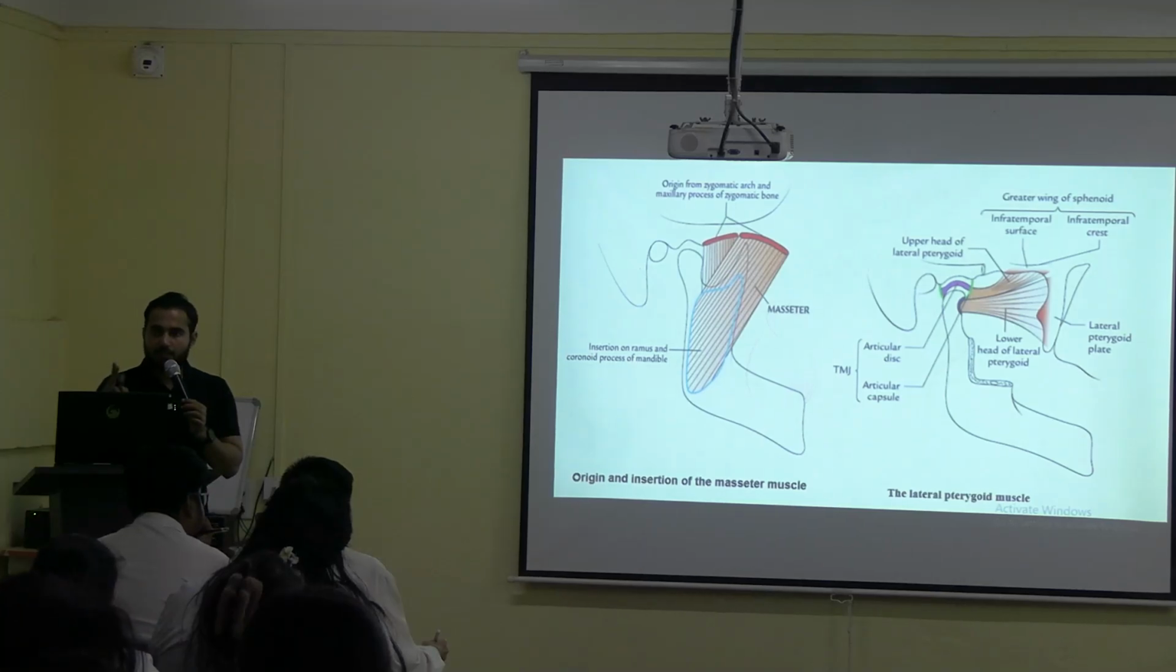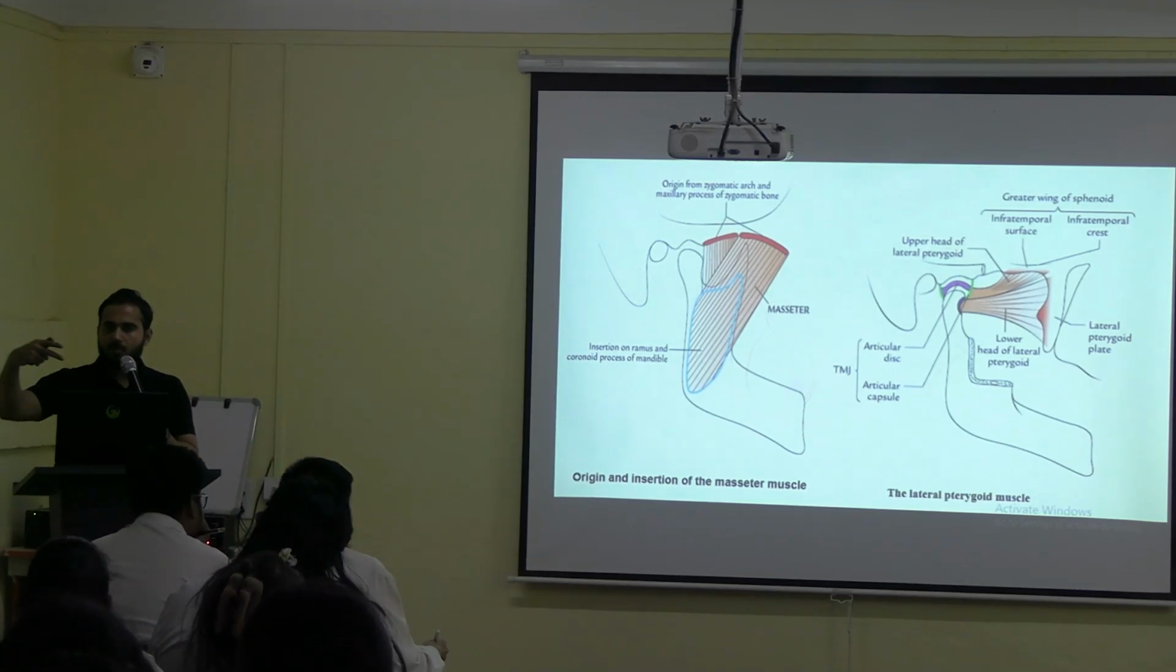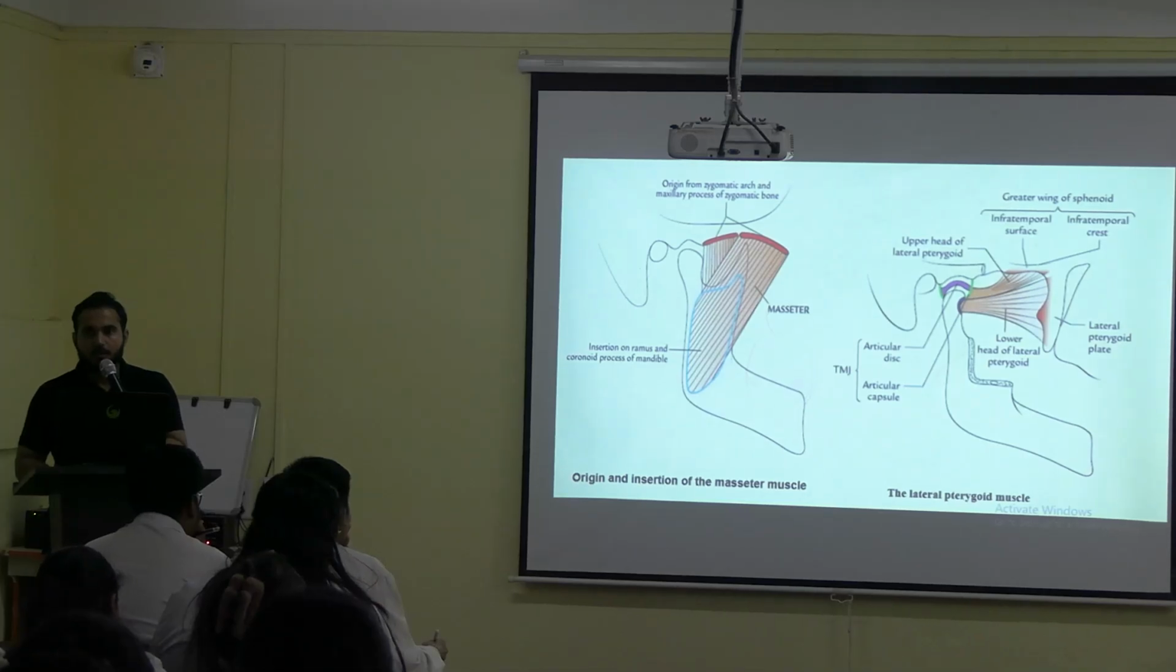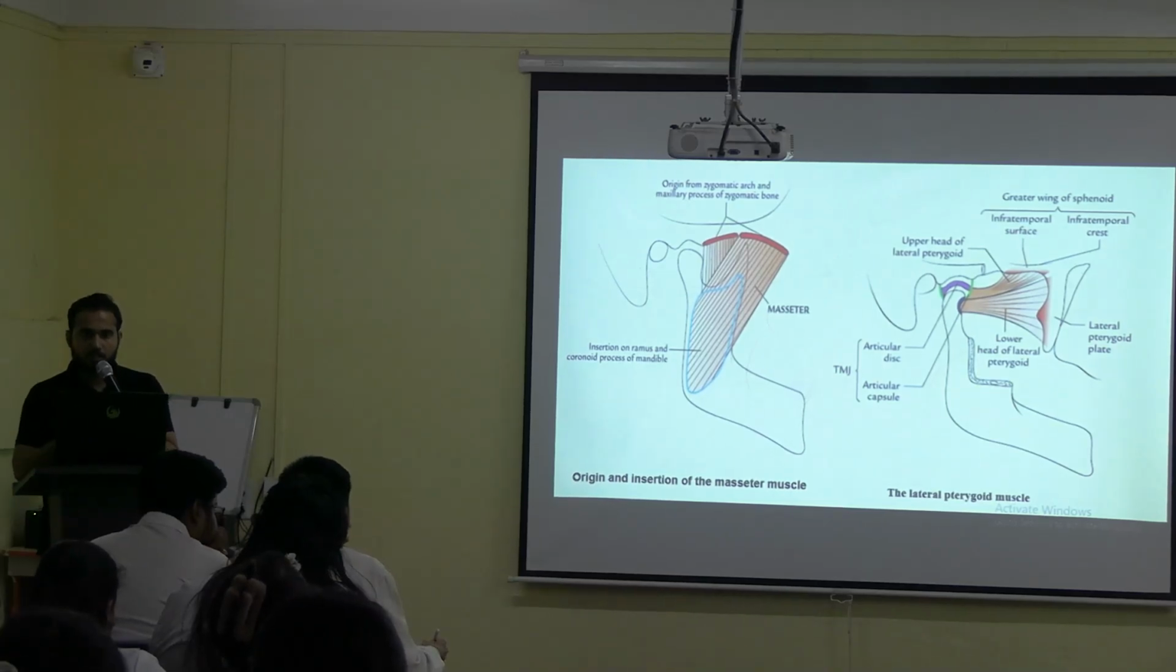Now इसका दो हेड है, अपर हेड and लोअर हेड, and दोनों हेड के बीच में एक स्मॉल गैप रहता है, and that gap is very important. Can you guess why this gap is very important? A very important artery is passing through this gap, and that is the maxillary artery. Maxillary artery. Okay, that's why this muscle is very important, key muscle.